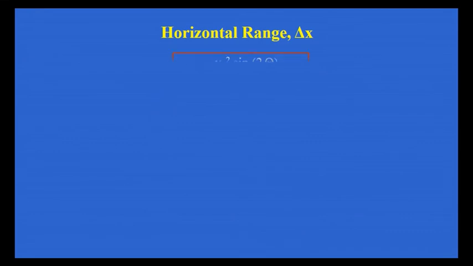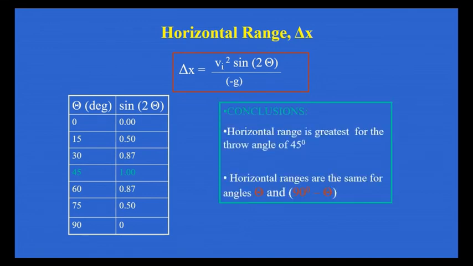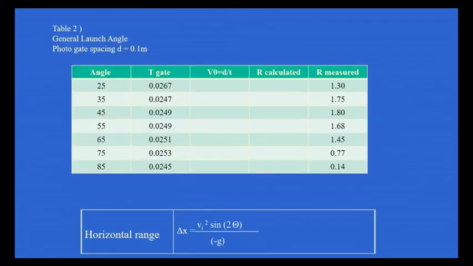Horizontal range delta x equals v initial squared sine 2 theta over minus g, and the conclusion is that this horizontal range is greatest for the angle of 45 degrees. Data and calculation. This is the part 2 general launch angle table.